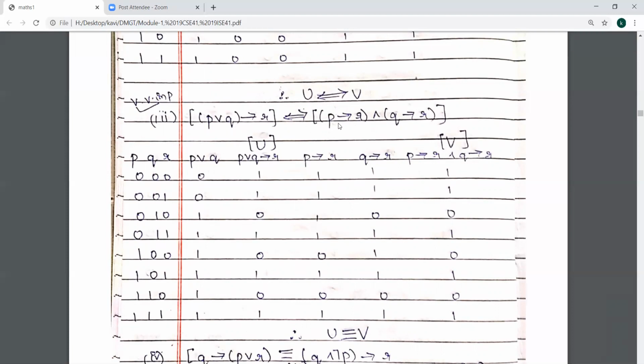Next we have to find this term P implies R. P implies R. So the rule is whenever P is 1 and R is 0, then P implies R is 0.